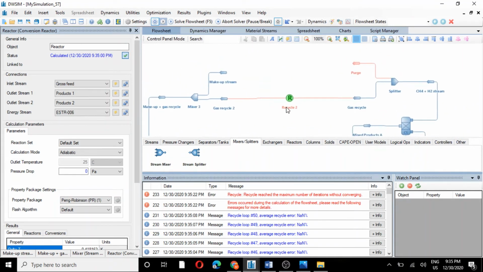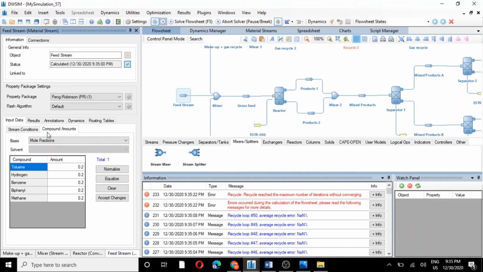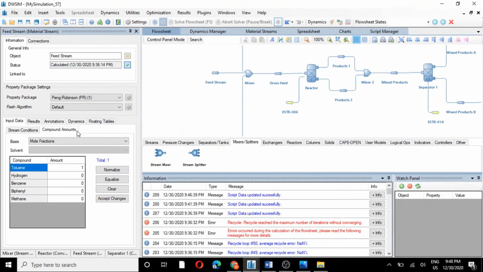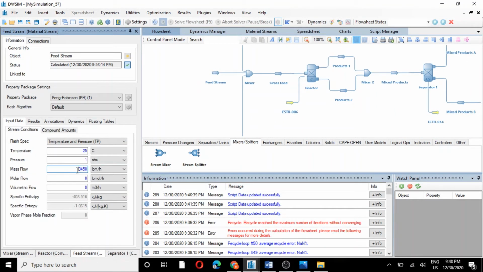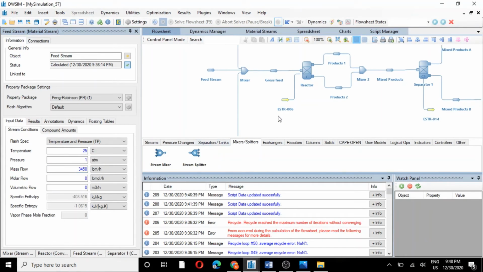Okay, we have a few errors, but we're going to fix that. For the feed stream, we have compounds. Since in the problem we only have 100% toluene in the feed, we're going to change the molar fractions to 1 toluene, 0 hydrogen, 0 benzene, 0 methane. Next, go to stream conditions, and change the mass flow to 3450 pounds per hour, which is indicated in the problem, 100% toluene.